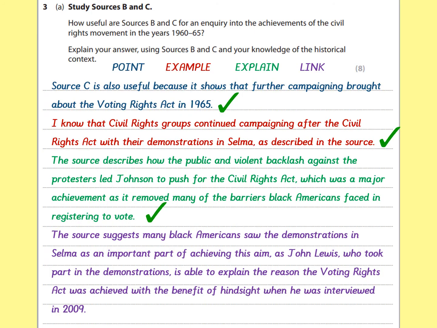Next, the source describes how the public and violent backlash against protesters led to a push for the Civil Rights Act, is explaining in relation to the question, as does the link at the end. And here I've referred again to the provenance, saying that the information about the importance of the Voting Rights Act is strengthened by the fact that John Lewis is able to look back on things with hindsight and realise how important they were going forward.